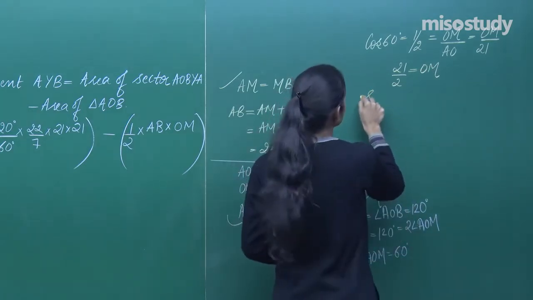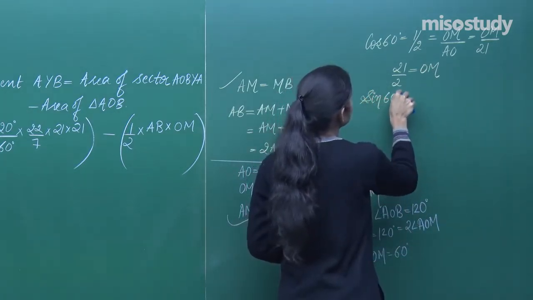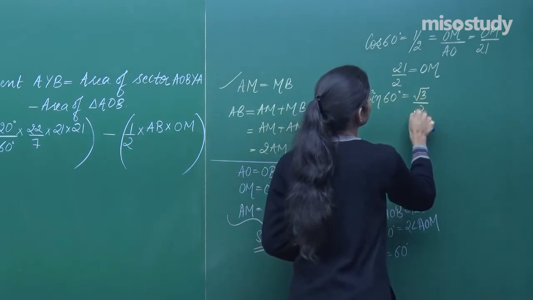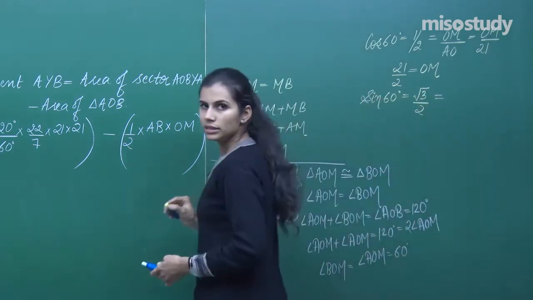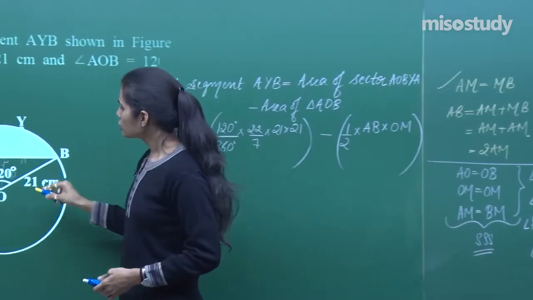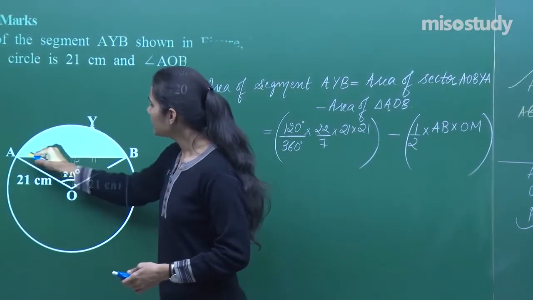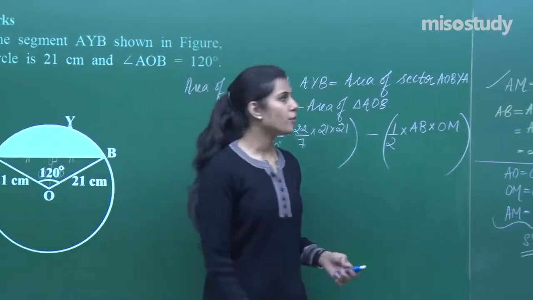Clear? Next, let's talk about sine 60 in that triangle. This is actually equal to root 3 by 2, and it is equal to perpendicular upon hypotenuse. So if this is 60 degrees, perpendicular is AM, hypotenuse is AO. So AM upon AO.